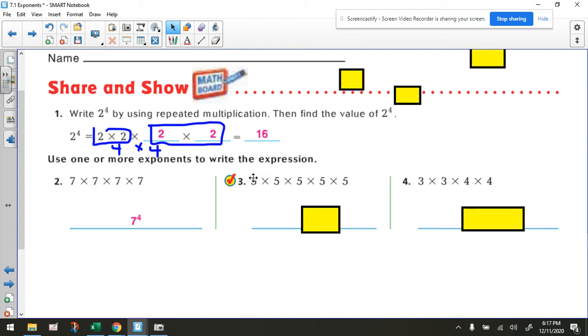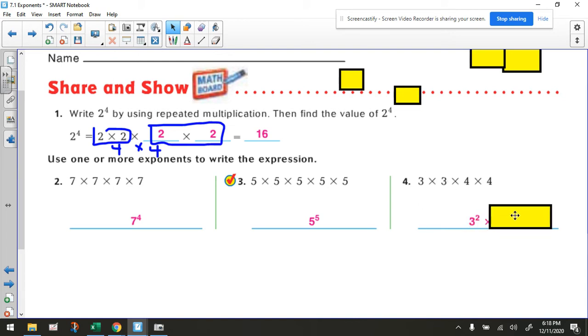So here we have 5 as a factor, 1, 2, 3, 4, 5 times. So the base is 5, but so is the exponent. For number 4, you should pause it and see if you get it right. But let's take a look. We have 3 as a factor twice, so we would write that part out as 3 squared times 4 as a factor twice, so that would be written as 4 squared.